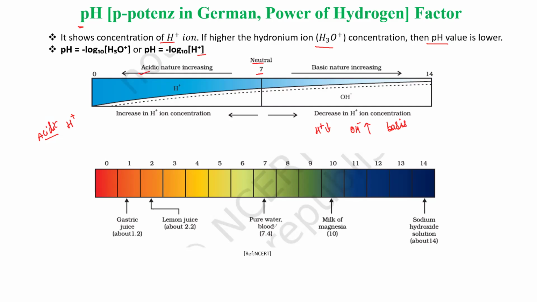So the pH of pure water as well as human blood is how much? 7.4. So it is a little bit basic in nature. And neutral is what? 7. Lemon juice is more acidic, with a pH value of 2.2, and gastric juice is about 1.2. And milk of magnesia has a pH of 10, so that is basic in nature, and it is used in antacids to neutralize the acidic effect. Again, we have sodium hydroxide, whose pH value is 14.